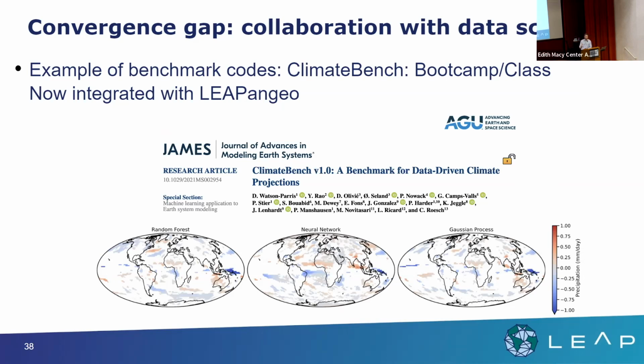We can actually even lower the bar. We tried that during the bootcamp with Julius. We can even use the data on the cloud using LeapNGeo. But those are things that are very useful because then we have very clear benchmarks and we know what success means, right? So those are things we would want to do through potentially the different focus groups.